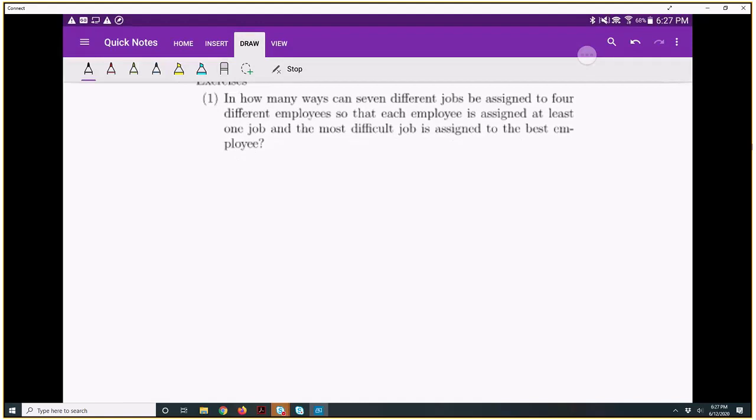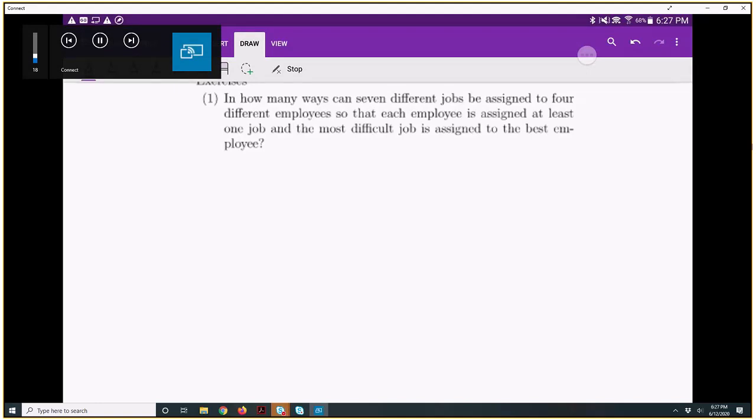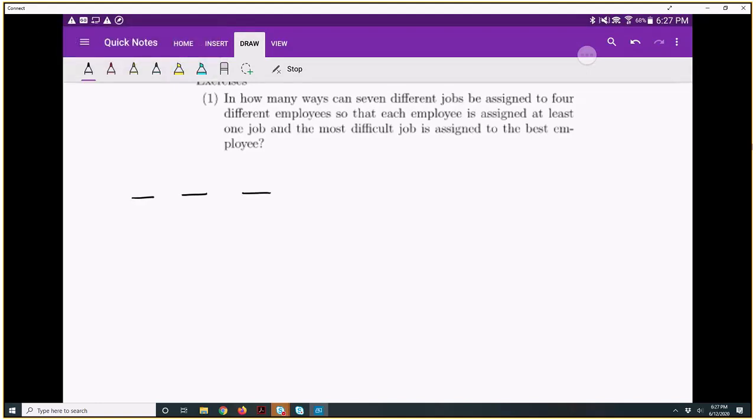So first of all, let's think about how many total ways we can assign these jobs. In every possible arrangement, we want the most difficult job to be assigned to the best employee. So we've got these 4 employees. Maybe this guy is the best one, and we're going to go ahead and give him the toughest job, whatever that may be. So what we're really doing is assigning 6 jobs, the 6 less tough jobs, but we're still assigning them among the 4 people.